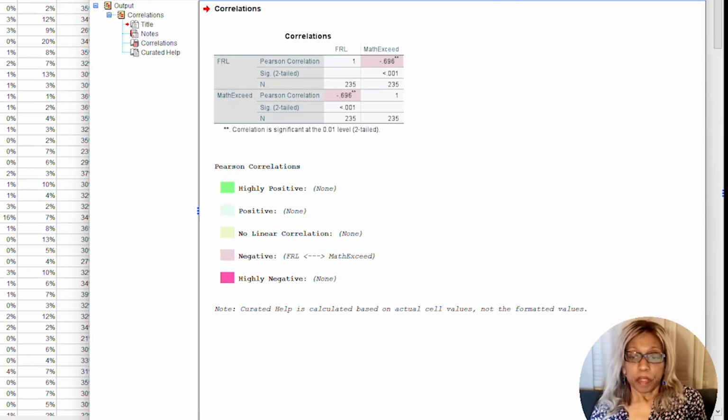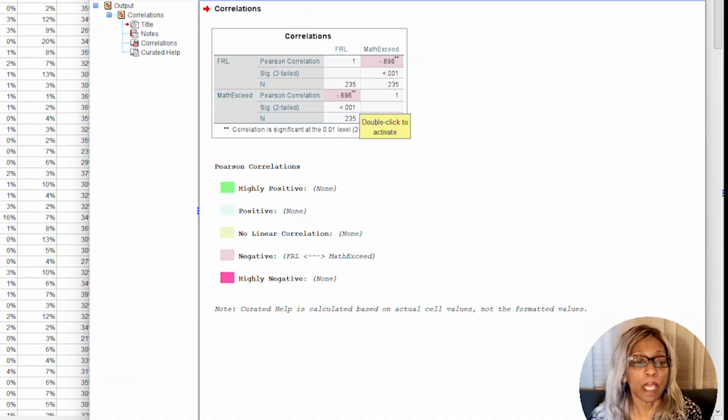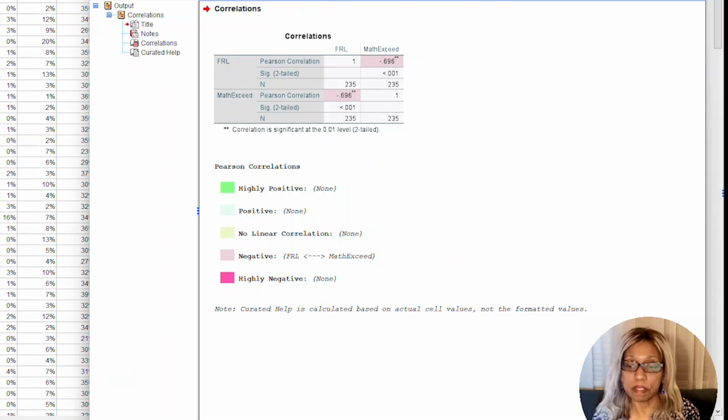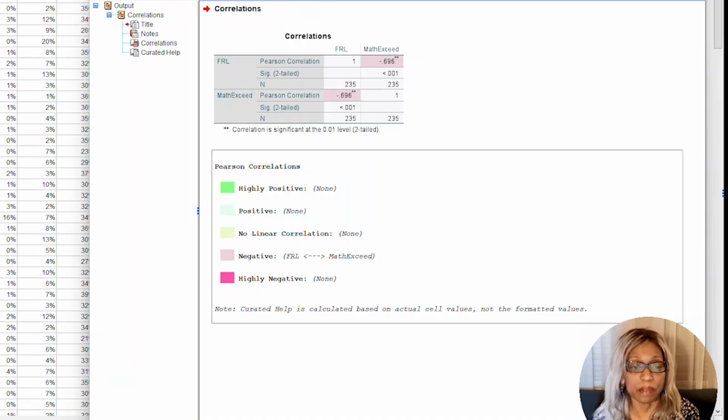Now, to interpret the results for the correlation, when we look at the free reduced lunch, the Pearson correlation shows a negative 0.696, and the math exceeds shows a negative 0.696. And it also shows that the Pearson correlation indicates a statistically significant negative relationship. We can see it down here too.